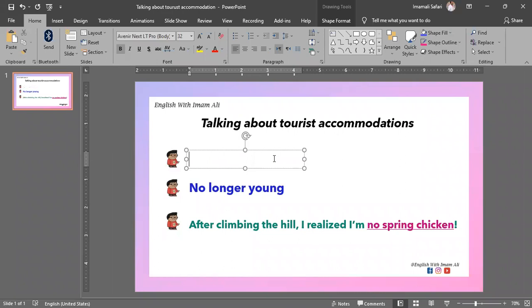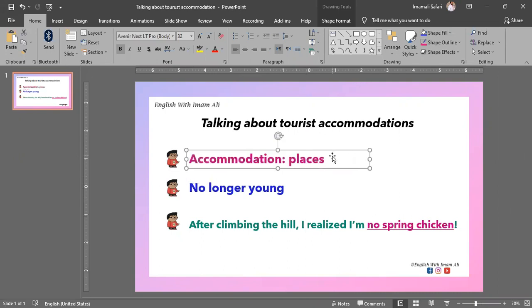Accommodation is a place where tourists stay over the night. For example, hotels or anything similar. Okay, right?